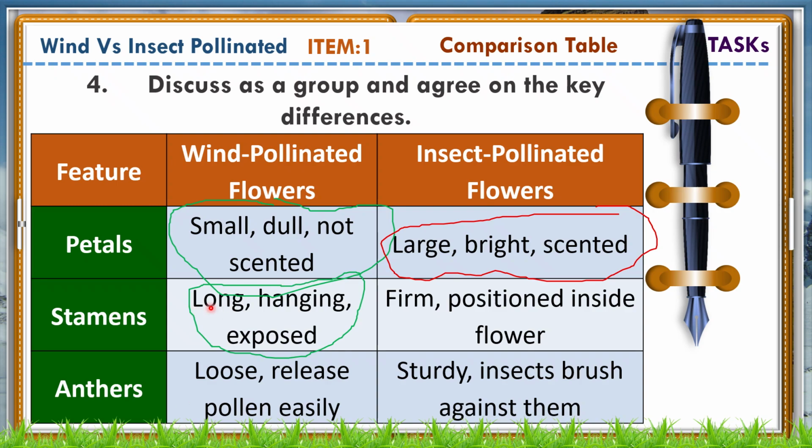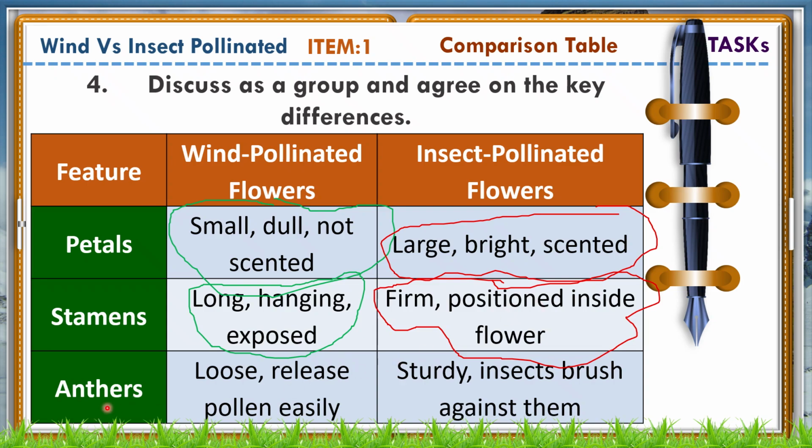Now, when we go to the stamen, you will see that for the wind-pollinated flowers, the stamen are long. They are hanging and they are exposed so that they can easily be carried by wind. Whereas if you look at the insect-pollinated flowers, you will see that they are firmly positioned inside the flower. Why? Because it is the insect pollinator which will carry the pollen from the stamen to the stigma.